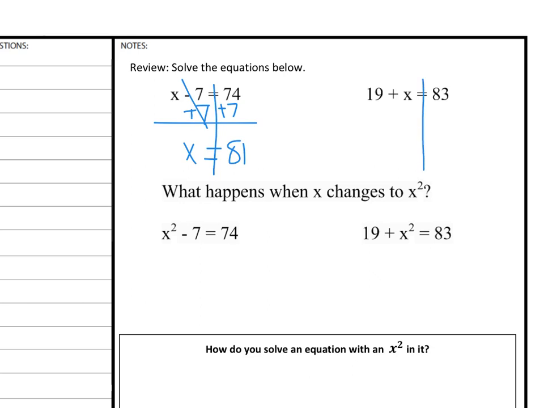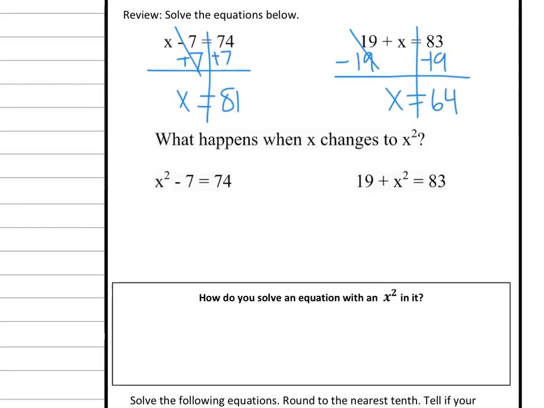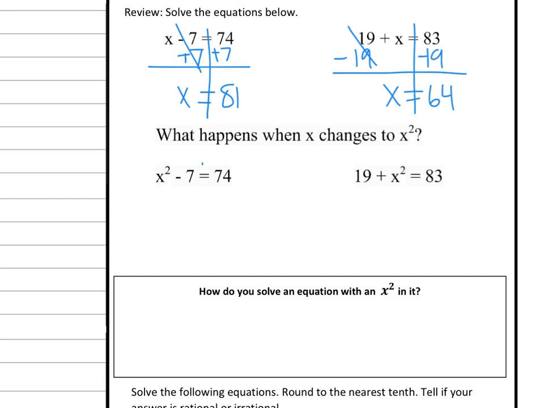On the next equation, I need to get rid of the 19 on both sides. So I would do -19, -19, make it go away on the left, and it would say x equals 64, and be all done. What we want to see today is what happens if we change the x to an x squared. So now, if there's an x squared, I still see a 7 I need to get rid of, and I'm going to get rid of it first.